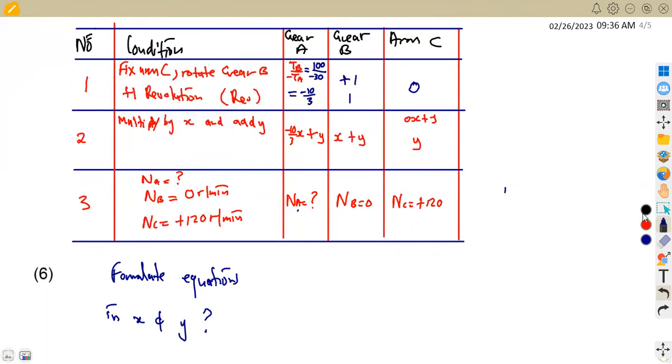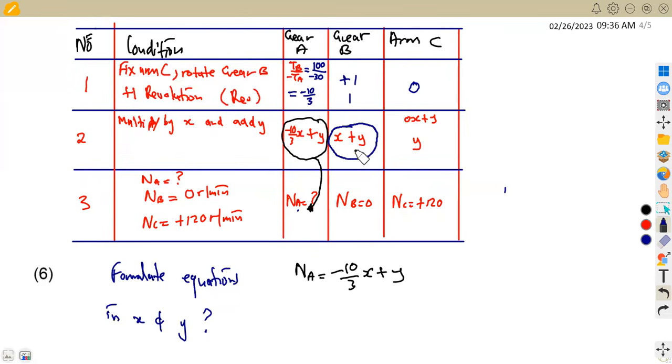So in this case, how do I formulate this? You take this X and Y corresponding, minus 10X plus Y here. It corresponds to NA, which means it is going to give us NA. So you can write that NA is equivalent to negative 10 over 3 (X plus Y). It's an equation that you formulated.